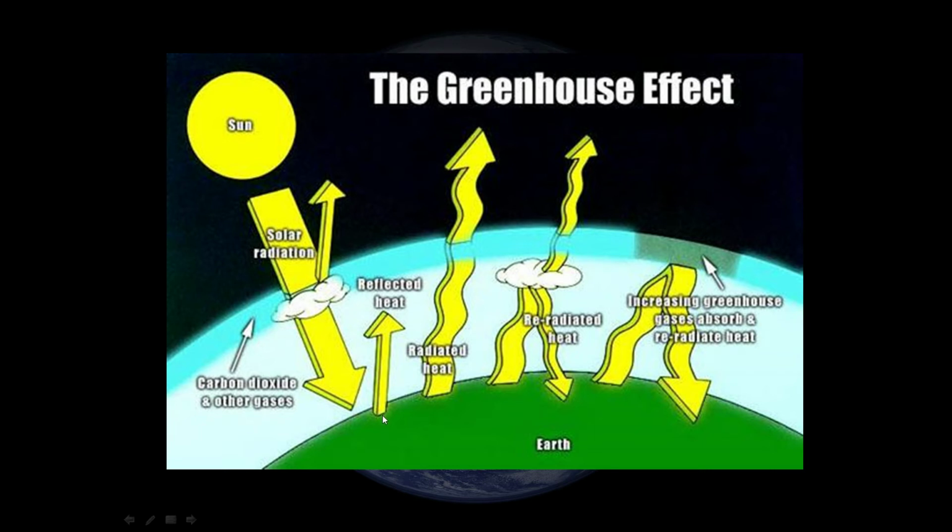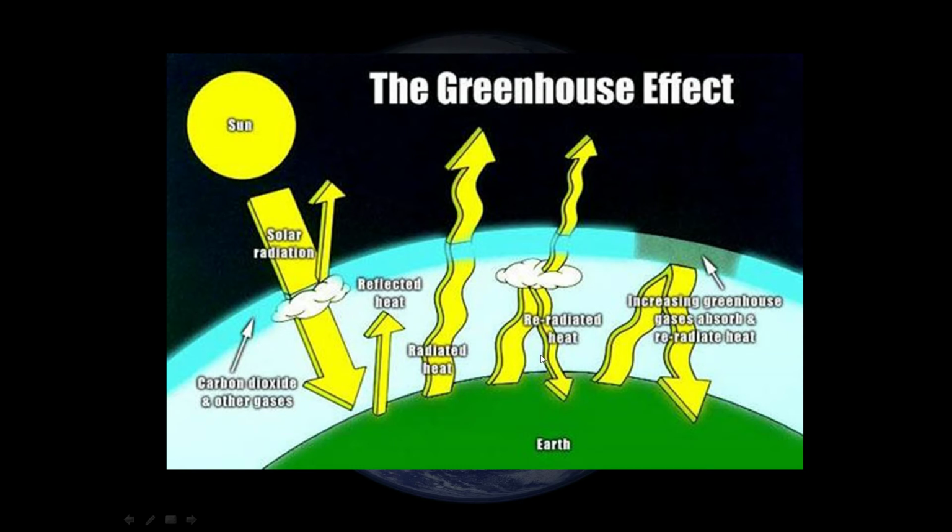Some heat's reflected, some heat's re-radiated. Some of it gets out to space, but because of clouds, because of water vapor, because of carbon dioxide in the atmosphere, there are other ones too, like methane is a good greenhouse gas, that keeps heat near the surface.